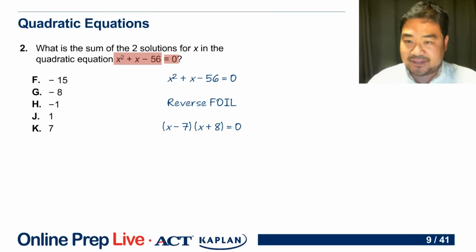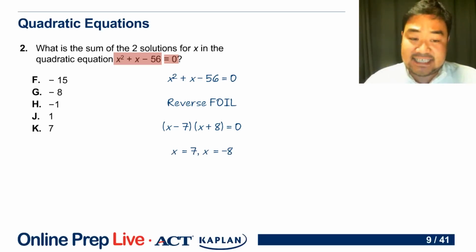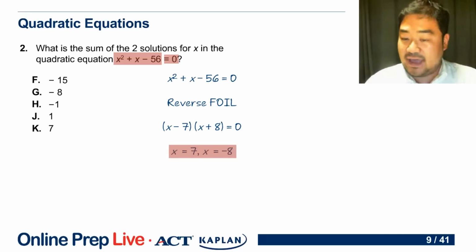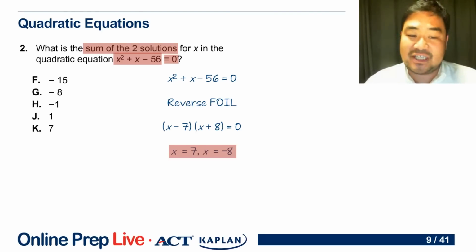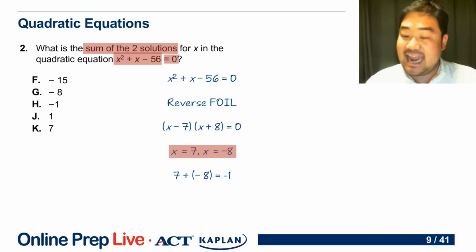When you're multiplying two things together and you get a result of 0, what has to be true is that at least one of those things has to be equal to 0. So in this case, x minus 7 is going to equal 0, or x plus 8 is going to equal 0. Therefore, what is x equal to? X is equal to 7 or negative 8. But we're not done just yet, because what's the question asking for? It's asking for the sum of the two solutions. So our final step is to simply add the two solutions we've got. 7 plus negative 8 is going to give us negative 1.